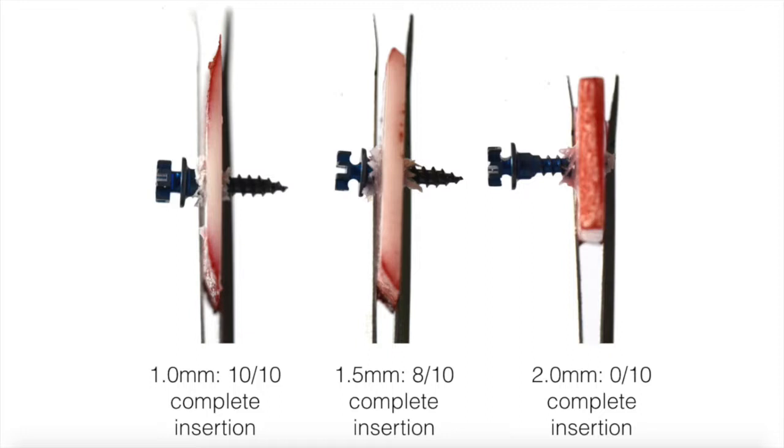8 out of 10 orthodontic miniscrews inserted into 1.5 millimeter thick bone, and none of the orthodontic miniscrews inserted into 2 millimeter thick bone. The orthodontic miniscrews that failed to insert only pierced through the bone specimen, and the orthodontic miniscrew collar failed to make contact with the bone surface. Further insertion wasn't able to be achieved as maximum torque was reached.